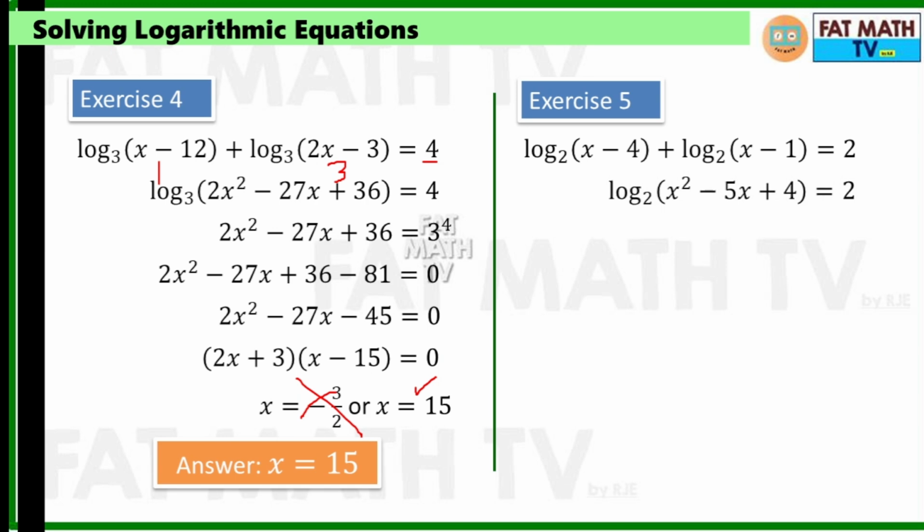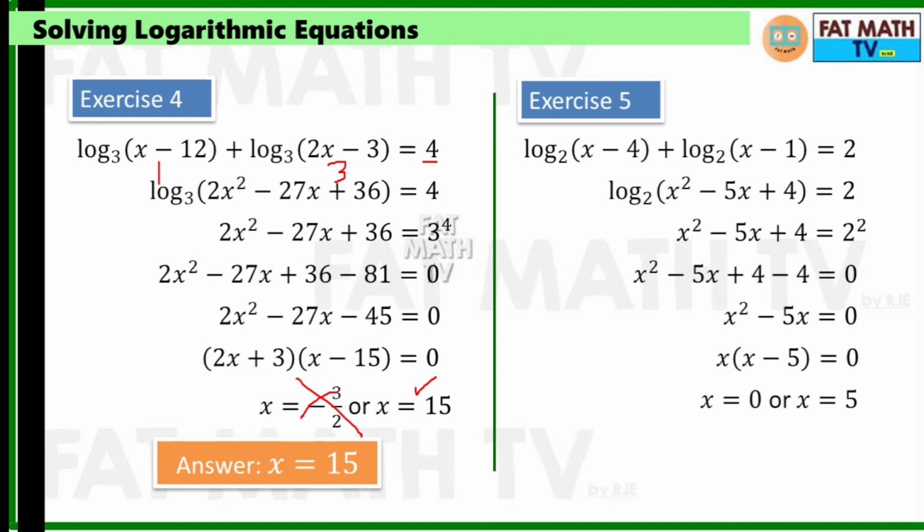For number 5, similar process. And eventually you will get x equals 0 or x equals 5. But if x equals 0, this will be 0 minus 4, negative 4. Logarithm of negative 4 is not defined, so x equals 0 is not allowed. If x is 5, you will have 1. Logarithm of 1 to the base 2 is 0.